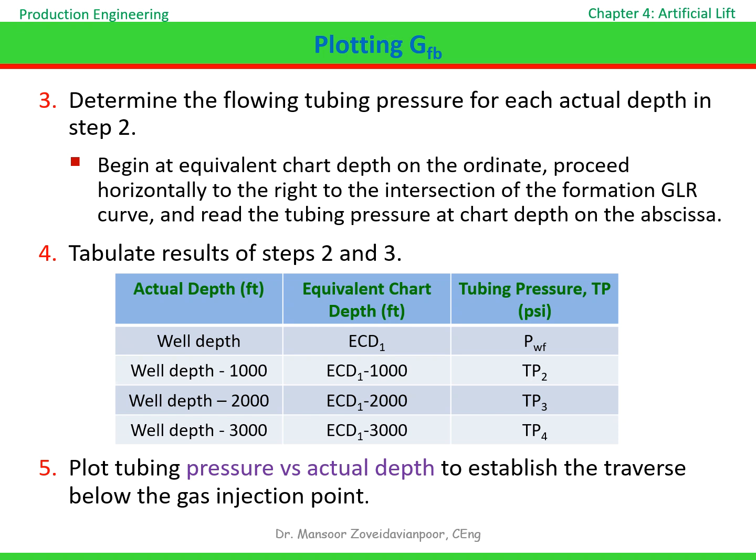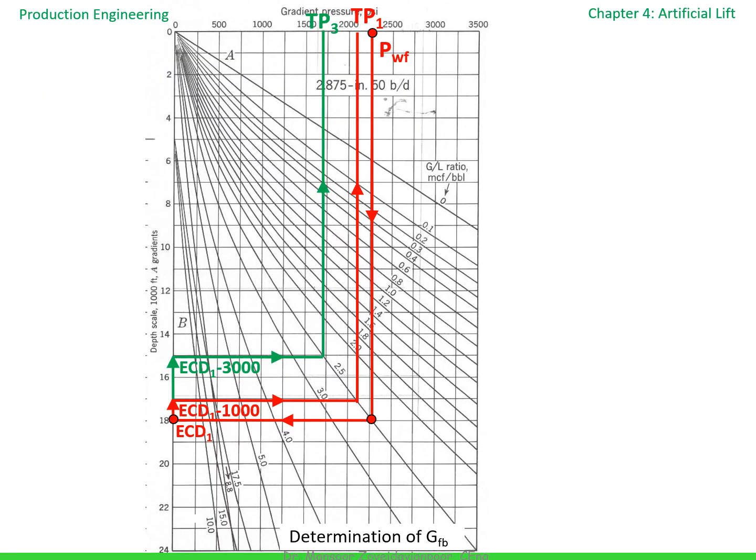The resulting curve is GFB, which represents the flowing tubing pressure traverse below the injection point. This figure shows the graphical construction of GFB. Starting from the known PWF, we apply the chart depth correction, move along the formation GLR curve, and read the tubing pressures at shallower depths. These points are then connected to generate the flowing tubing pressure traverse below the injection point.